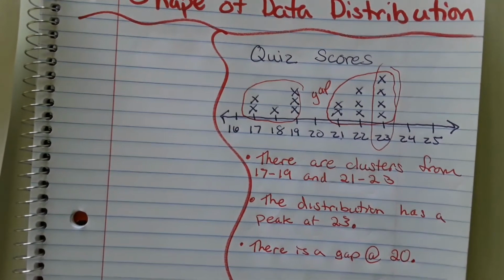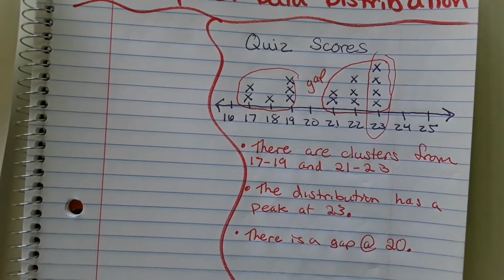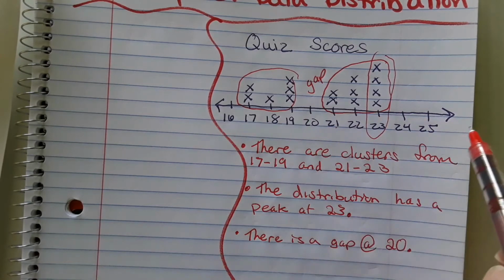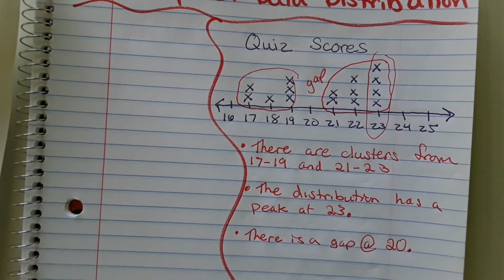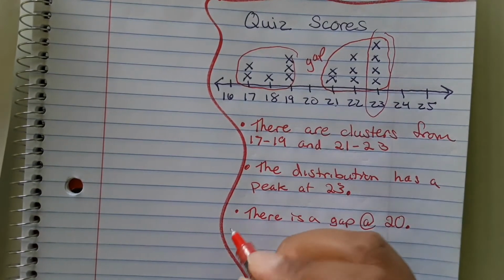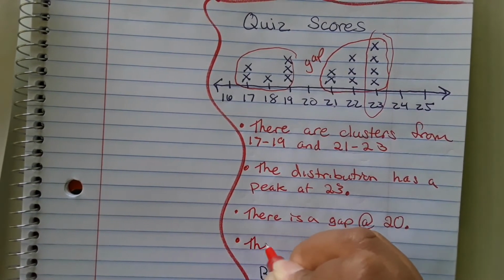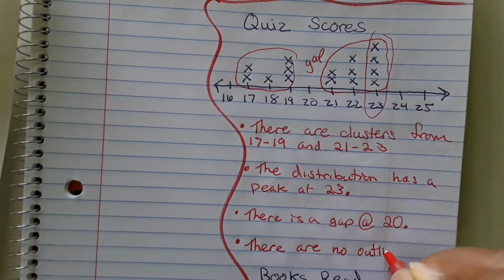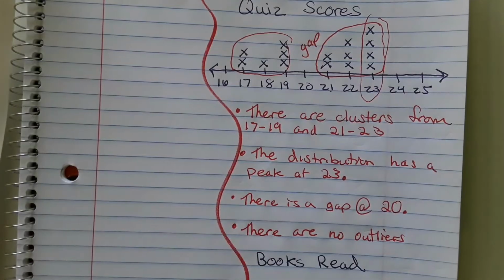And then finally, let's go back to something we already identified, any outliers. So do we see any outliers, any numbers way far away from each other or way far away from the group in itself? No, so there are no outliers. It is just that simple.